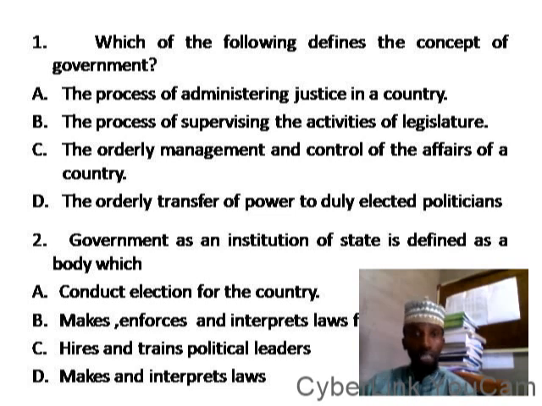Number one, the first question says, which of the following defines the concept of government? Option A, the process of administering justice in a country. B, the process of supervising the activities of the legislature. C, the orderly management and control of affairs of a country. Then D, the orderly transfer of power to duly elected politicians.